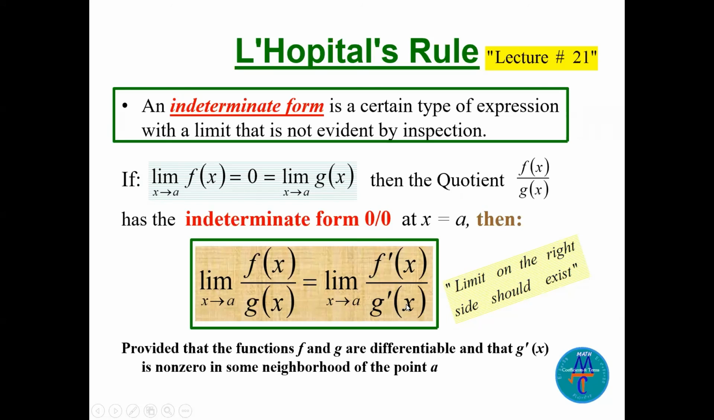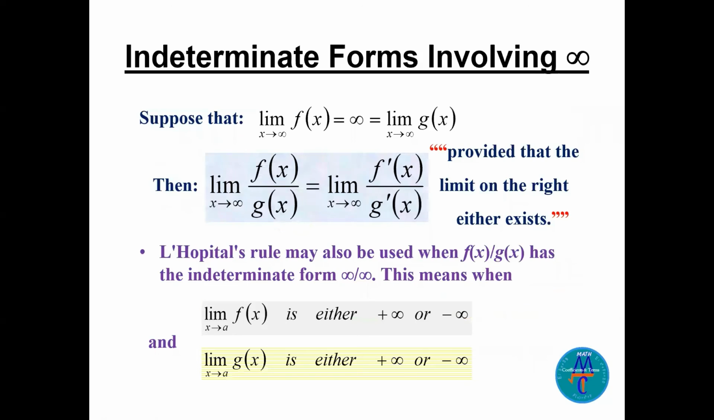So this is not the quotient rule, remember. This is L'Hopital's rule, and the limit on the right should exist. Sometimes you can use L'Hopital's rule 2 times or 3 times, normal. I have mentioned this one also. Indeterminate form, it can be plus infinity over plus infinity or minus infinity over minus infinity, involving infinities.